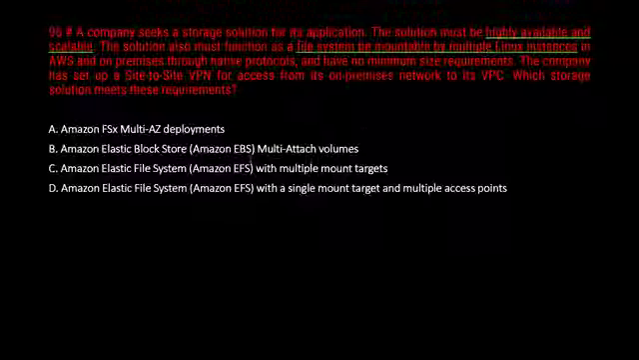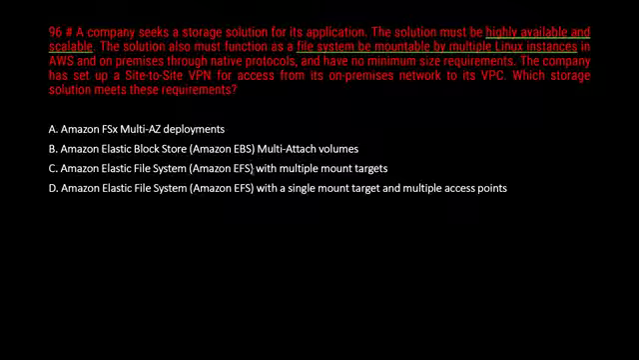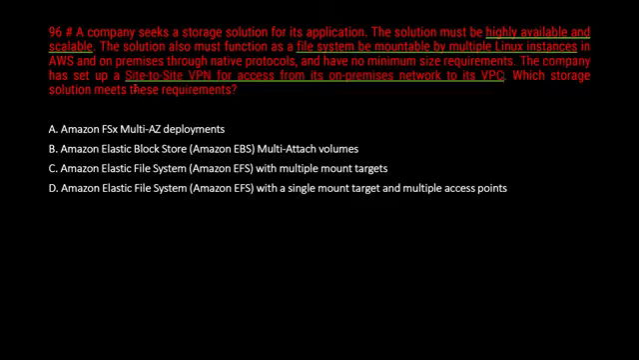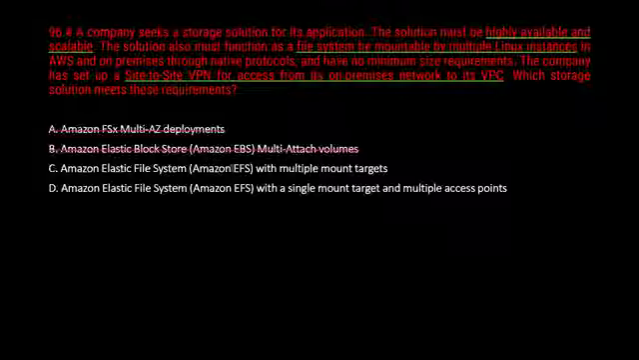But if there are multiple EFS options, if you see C and D both have EFS, then you might have to read the remaining question. In AWS and on-premises through native protocols and have no minimum size requirements. The company has set up a site-to-site VPN for access from its on-premises networks to the VPC. Which storage solution meets this? As I mentioned, we can eliminate these two because it has to be EFS. EFS is mentioned in C and D. Let's see what is the difference.